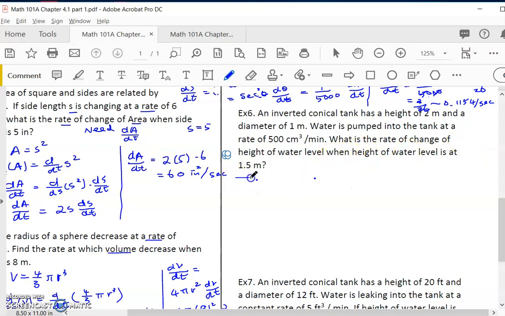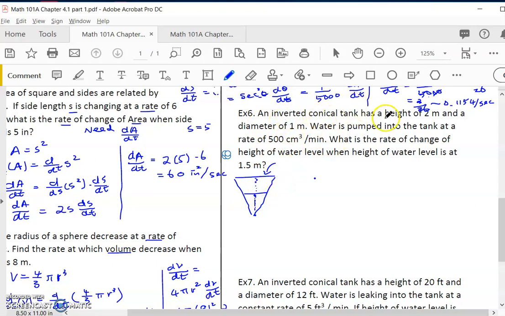Say it's a water tank that is conical in shape, and water is being pumped into it at a rate. Of course the water level would rise, but not in a constant way, because this is not a cylinder. So we want to figure out how the water would be rising at a certain time. So let's read this question. It's a very typical question in related rates.